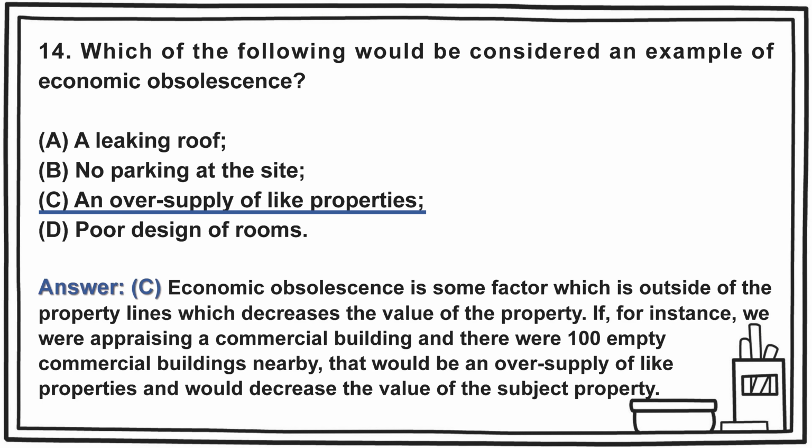Answer: C. Economic obsolescence is some factor which is outside of the property lines which decreases the value of the property. If, for instance, we were appraising a commercial building and there were 100 empty commercial buildings nearby, that would be an oversupply of like properties and would decrease the value of the subject property.